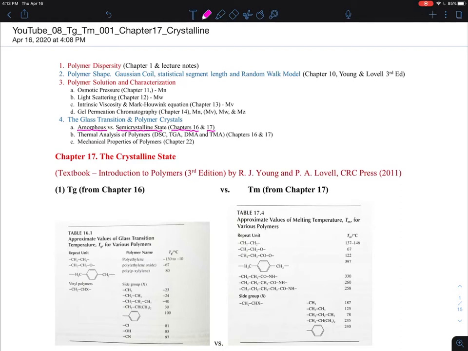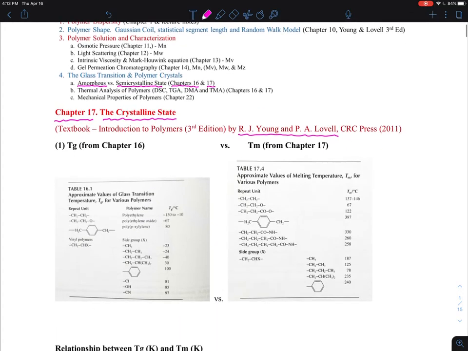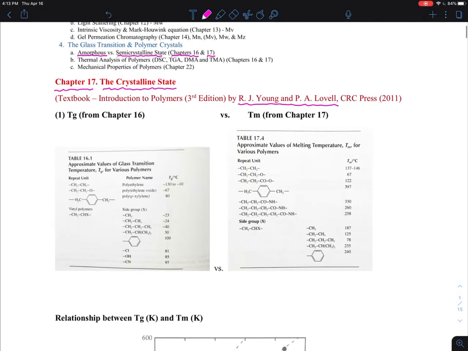chemistry class. And this chapter 17 is from our textbook, Young and Lovell, and they are actually quite active in the area of semicrystalline polymers and also the mechanical properties of those and crystal structure studies and so on. So this one goes into quite an in-depth look at semicrystalline polymers. The crystalline state is coming from the semicrystalline polymer, and I will divide it into many sections. And this one is focusing on essentially a general overview.